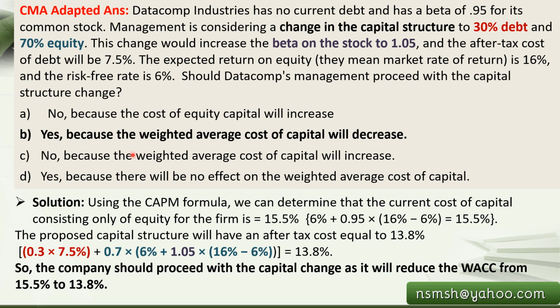And no is not the answer. Yes, because there will be no effect on the weighted average capital, which is not true. It is saying yes, but no effect on weighted average capital is not true, because the beta value is changing and also the capital structure is changing. So two changes are there. So that is the idea. So the company should proceed with the capital change, as it will reduce the weighted average cost of capital.